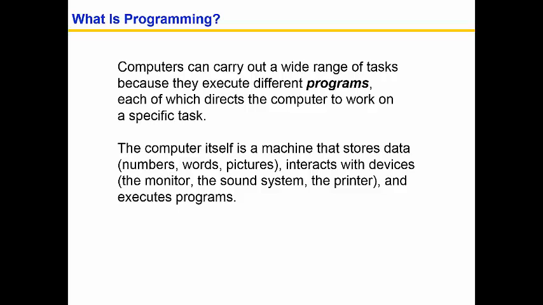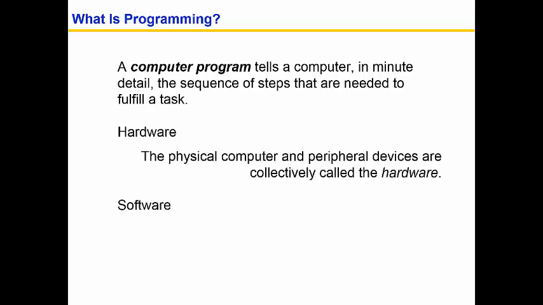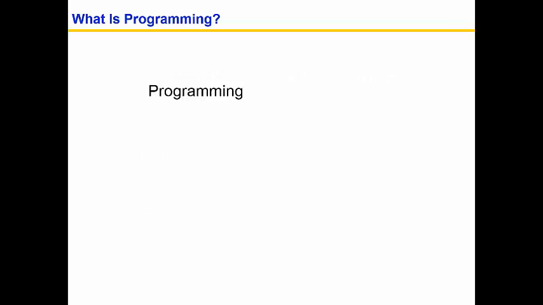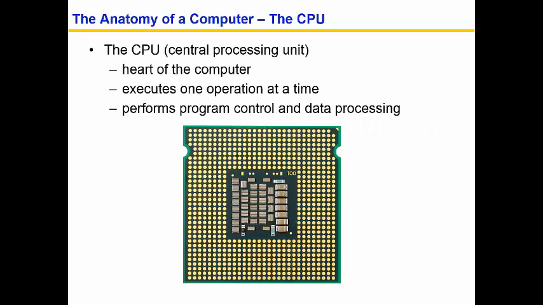So this machine stores data, does things that you ask it to, and then executes these programs. They can run large amounts of data, do complex computations, all kinds of different things. Basically, a computer program tells a computer what to do. There's hardware, there's software that is involved in all of this. The programming itself is writing, designing and implementing these computer programs.